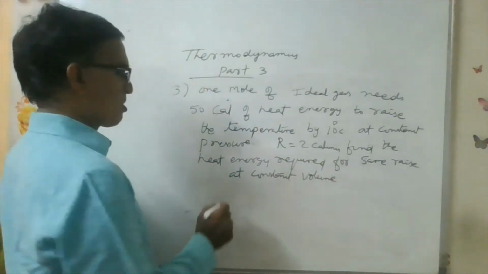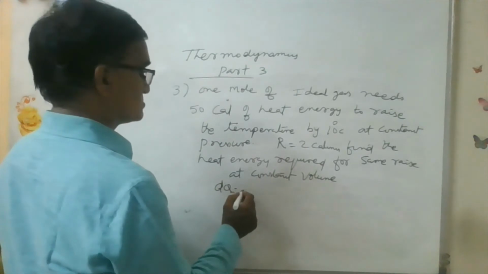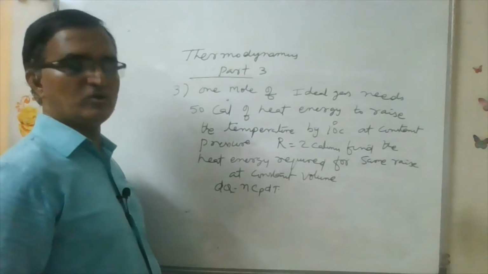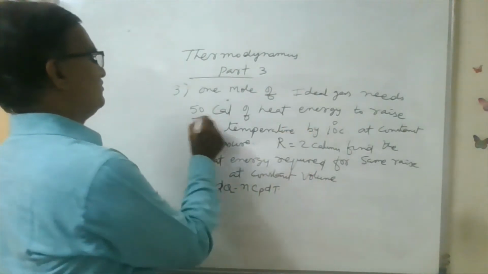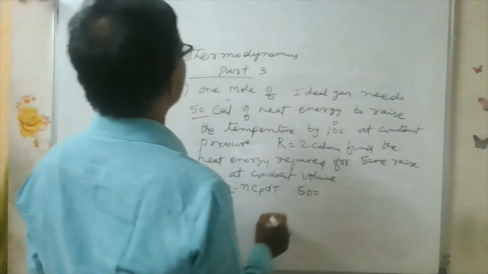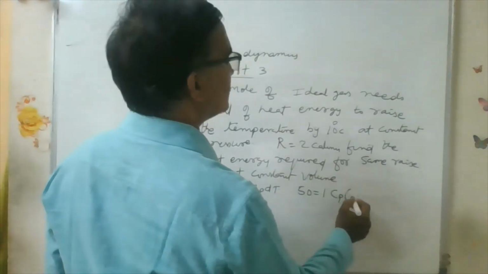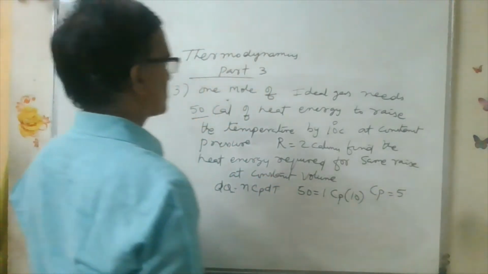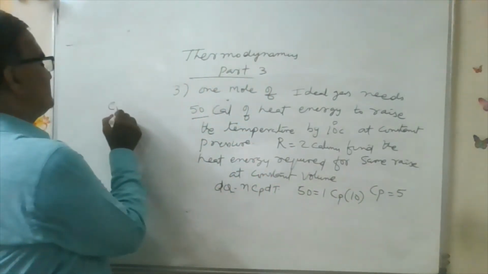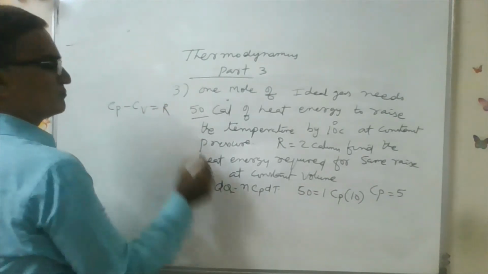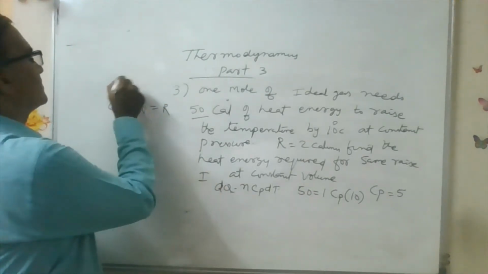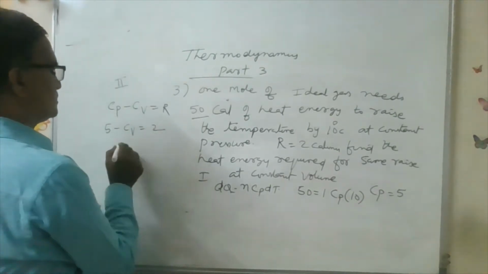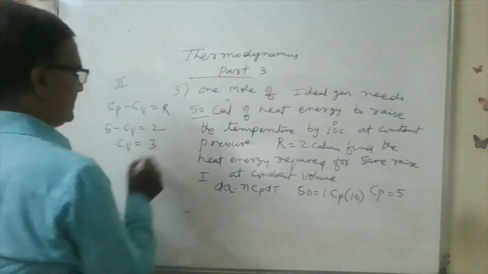You know dQ is equal to n Cp dT. How much energy are you given? 50. Number of moles 1, Cp, dT how much? 10. Cp is equal to 5 we got. You know Cp minus Cv is equal to R. This is the first step. This is the second step. Now Cp is 5, minus Cv is equal to 2, so Cv is equal to 3 calories.